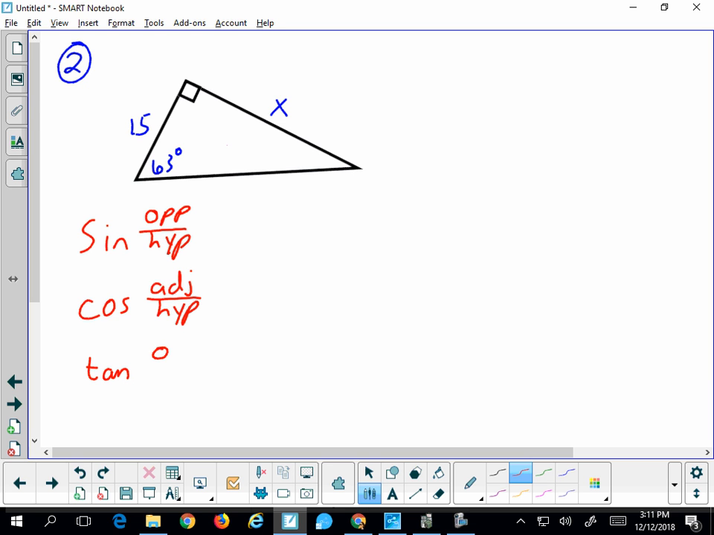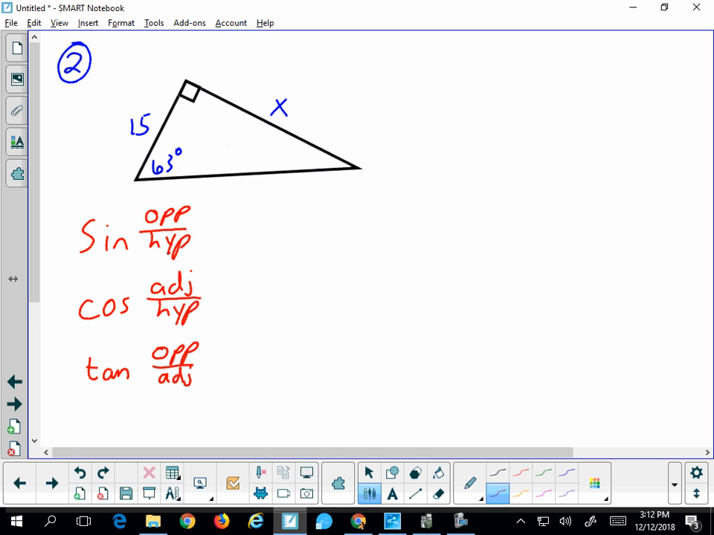tangent is opposite over adjacent. So we use our sides based on our reference angle to choose which of the three trig functions is going to work in this particular problem. Our reference angle is always going to be an angle other than my right angle.